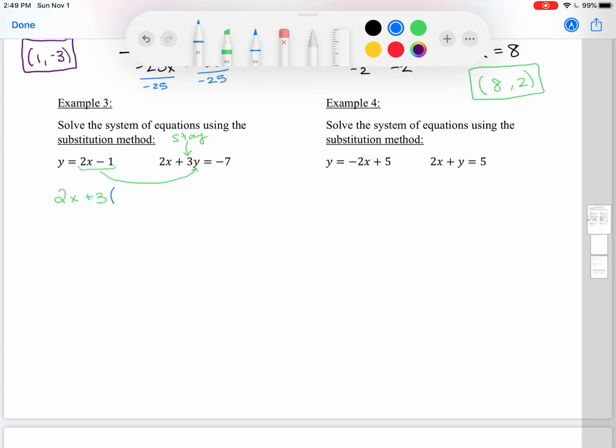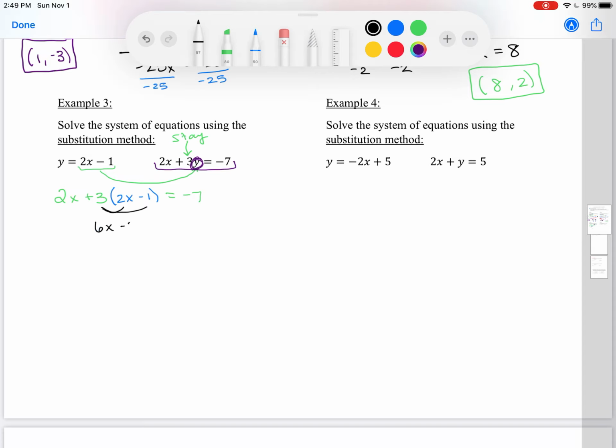You are only swapping out y's for y's. Nothing more, nothing less. All right? So when I use substitution, I still have 2x plus 3, but when I approach that y, I'm going to swap it out with (2x minus 1). Again, make sure you're using parentheses when you substitute things in and out so that you can remind yourself what's truly happening. And it still equals negative 7.